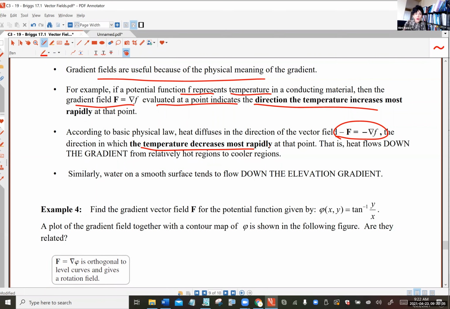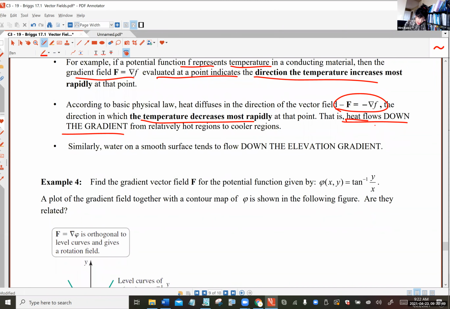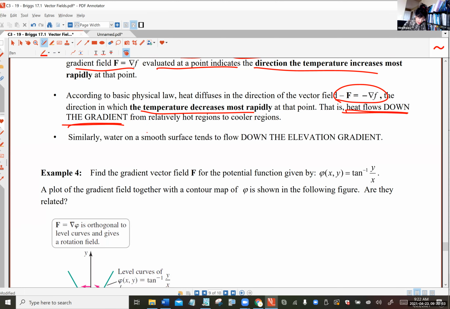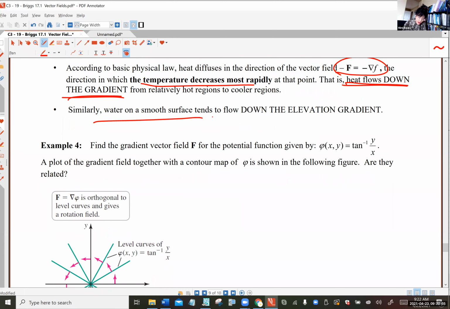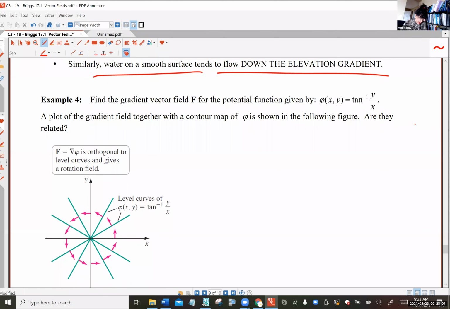And in general, when you have a hot conducting material like a hot coffee cup, things cool off until they reach equilibrium. So heat flows down the gradient from hot regions to colder regions. So if you ever hear flowing down the gradient in your physics class, now you know what that means. And water on a smooth surface tends to flow down the elevation gradient because, you know, gravity.